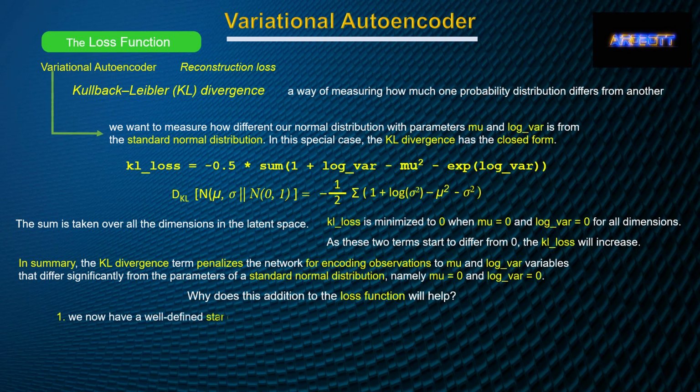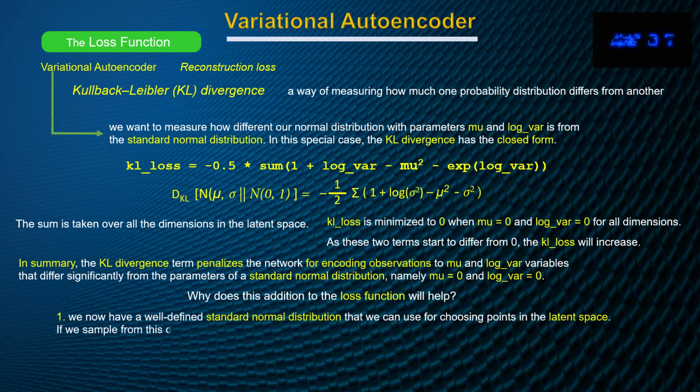First, we now have a well-defined standard normal distribution that we can use for choosing points in the latent space. If we sample from this distribution, we will get a point that lies within the limits of what a variational autoencoder is used to seeing.